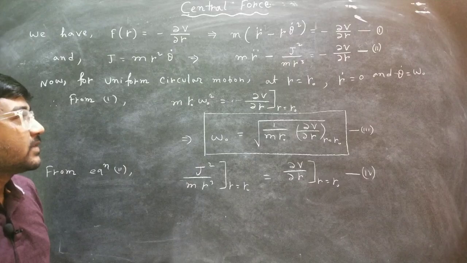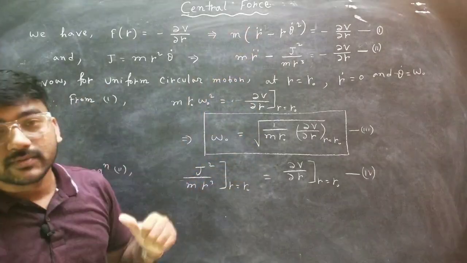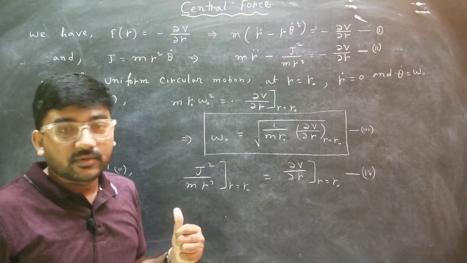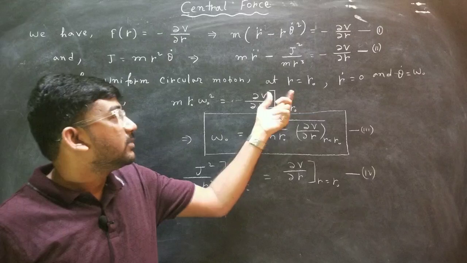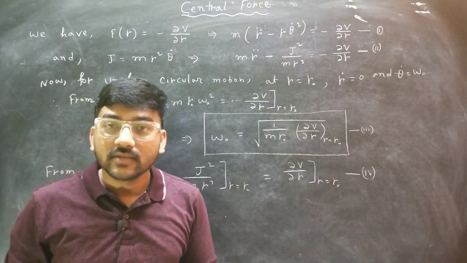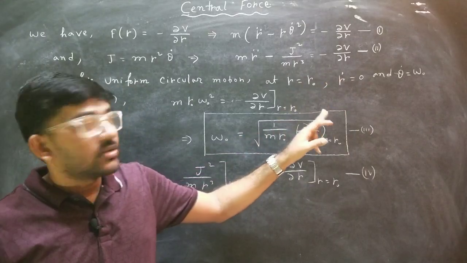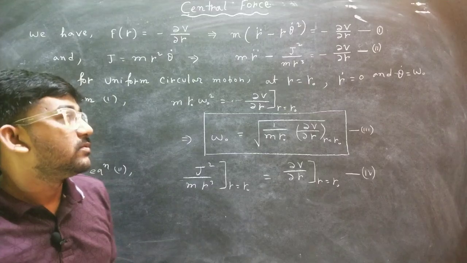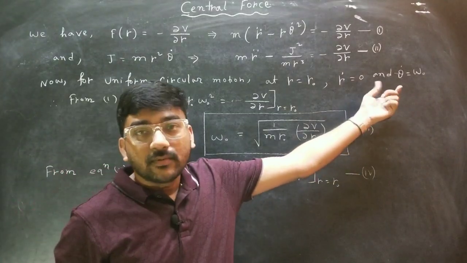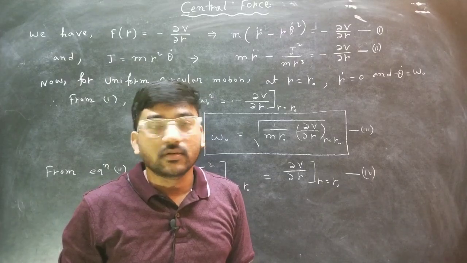Now let me derive this form with these two expressions for circular motion, for uniform circular motion. So for uniform circular motion, if you talk about r equal to r0, that is the radius of this circular motion, then obviously as the radius of the circle is constant, the derivative r dot will be 0, and as it is a uniform circular motion, theta dot is nothing but omega 0, that is also constant, the angular velocity.